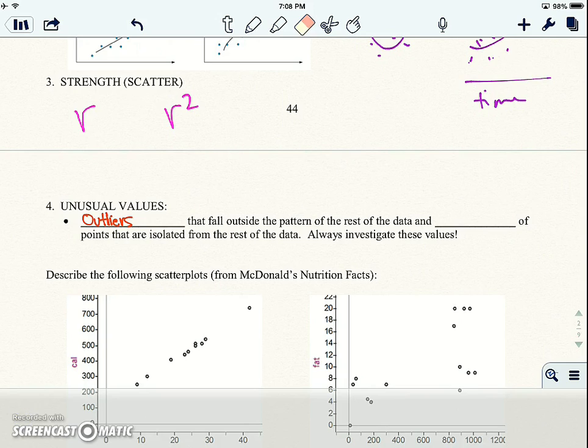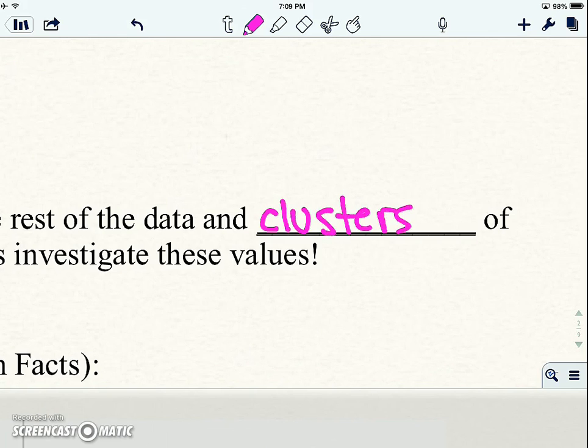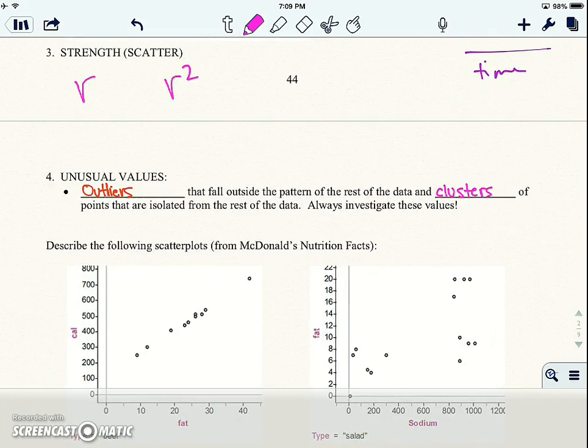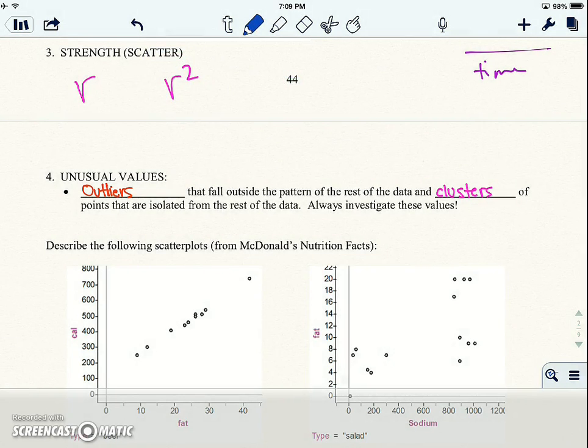Outliers are values that fall outside the pattern of the rest of the data, and clusters of points that are isolated from the rest of the data. We always want to investigate these values because sometimes it could be where you did something wrong, but oftentimes it's where the most interesting things are happening.